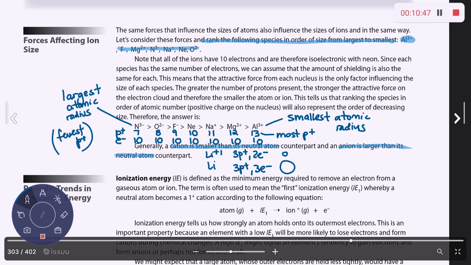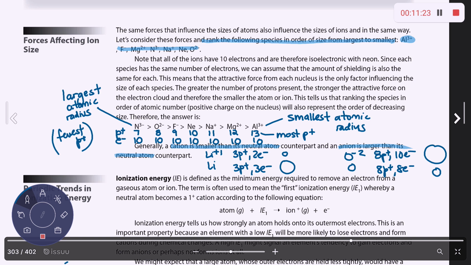If I'm looking at something like O-2 versus O, O-2 has got 8 protons and 10 electrons versus this one has 8 protons and 8 electrons. Here, the negative charge dominates because I have more of it, so that means that this would be a larger atom and this would be a smaller atom. Okay, so those protons in the nucleus can't pull in the extra electrons, and that makes it larger. Okay, we've got 2 other trends to talk about, and then we're done.